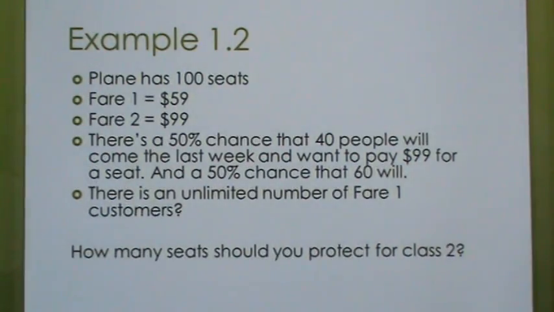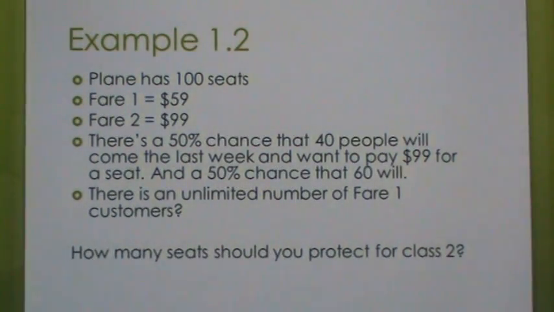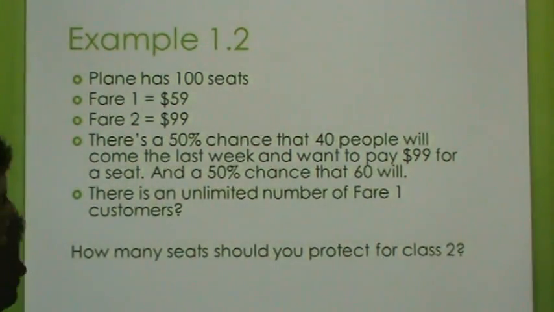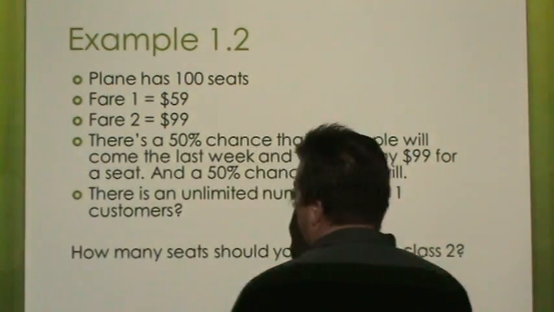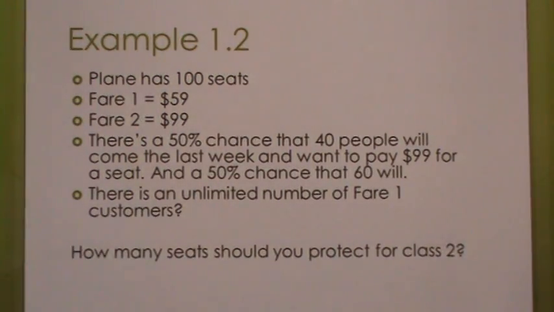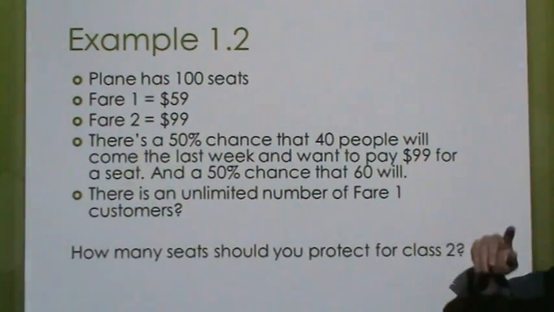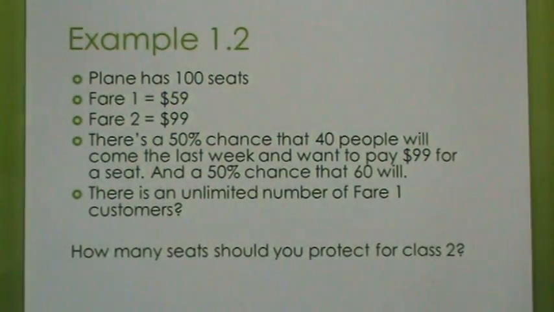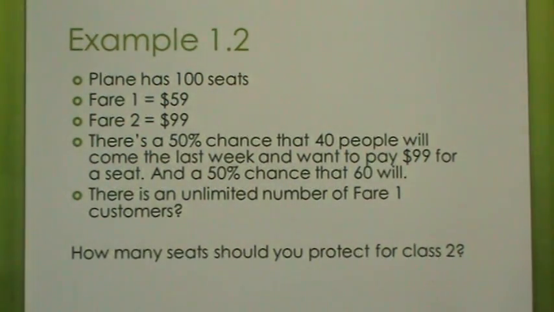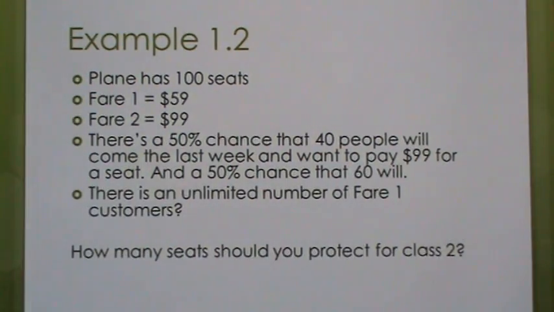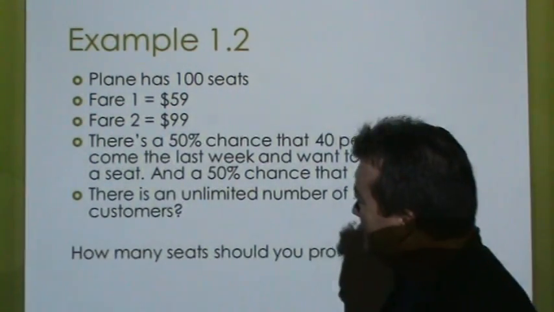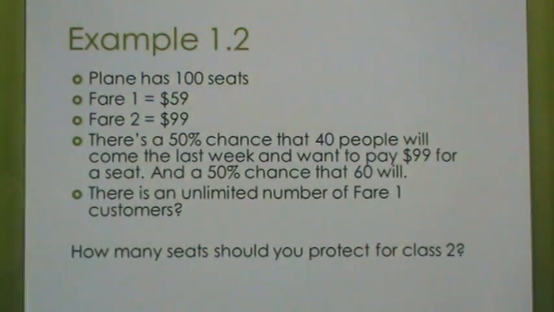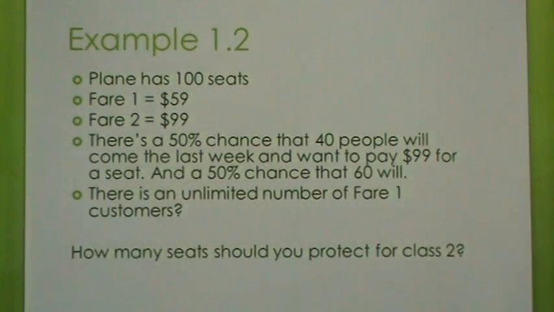So if this was the case, how many seats would you protect? There's a 50% chance 40 people will want the high price, will pay the high price, and a 50% chance that 60 will. Off the top of your head, what do you think you might protect? You would protect 60 maybe, because that's a bigger number, and the probability is the same, 50% and 50%.